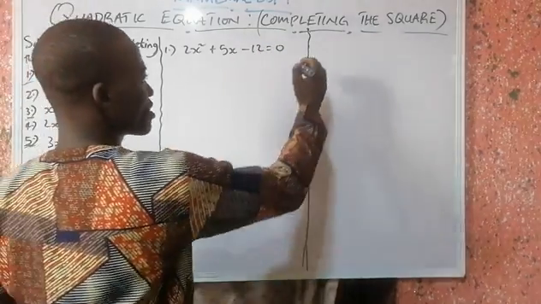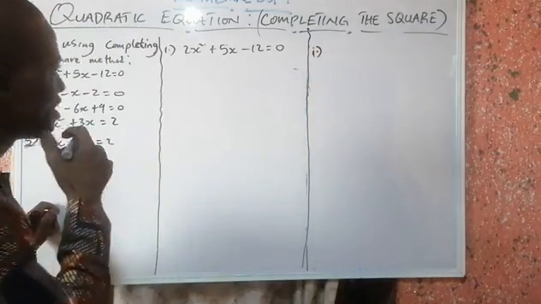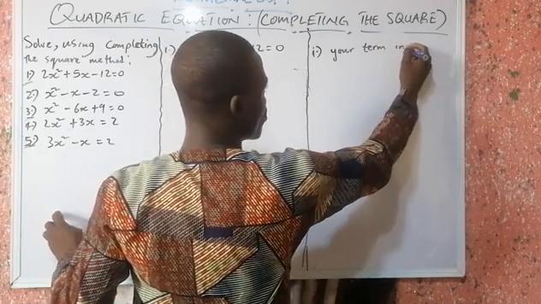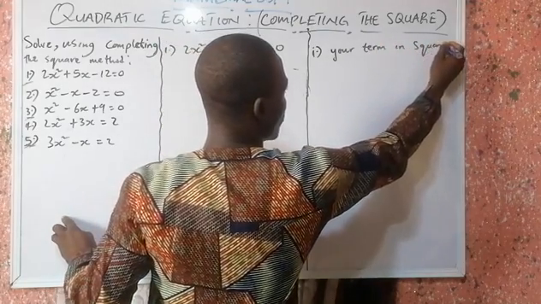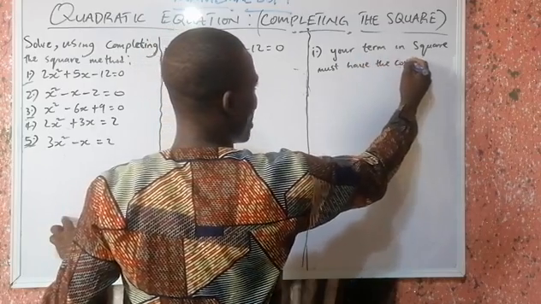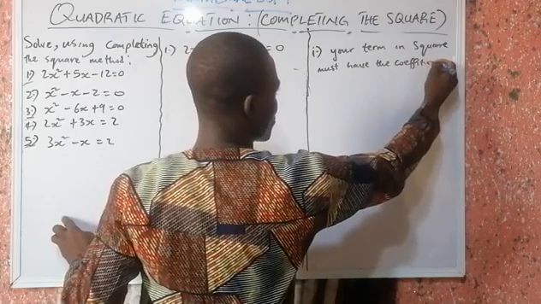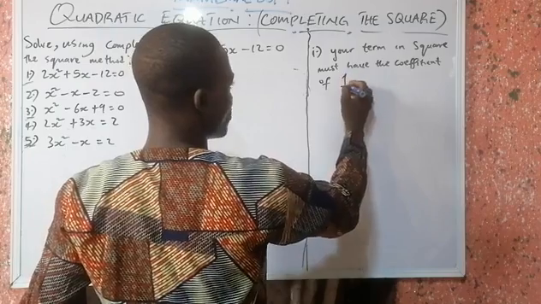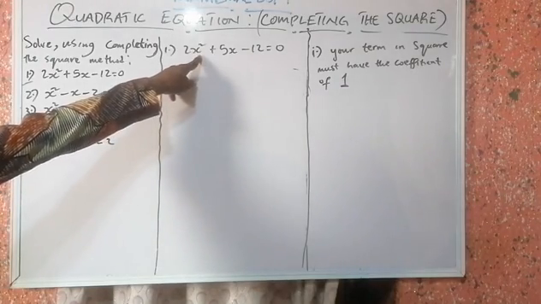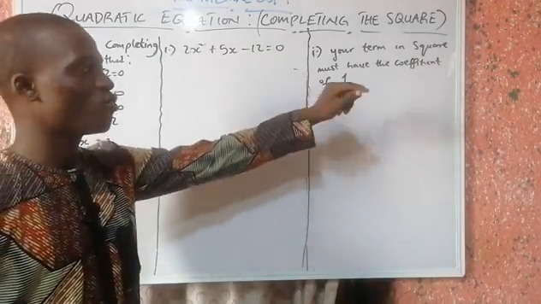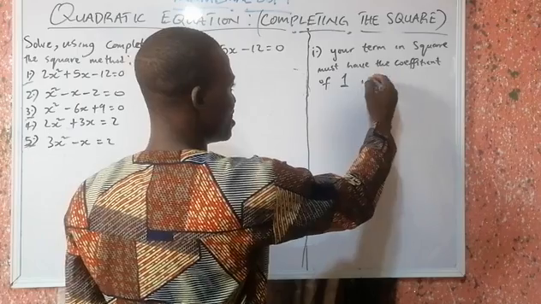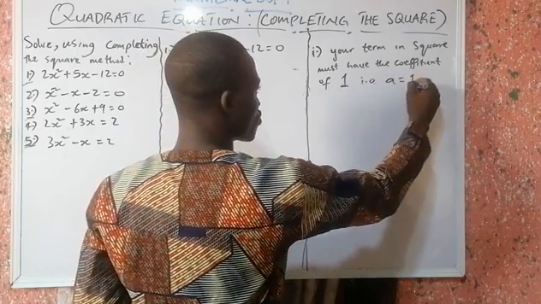Now, what are the conditions for using the completing the square method? Number 1, your term in x squared must have a coefficient of 1. In other words, we are saying that the term that appears in x squared must have a coefficient of 1. So it means that our a must always be equal to 1.